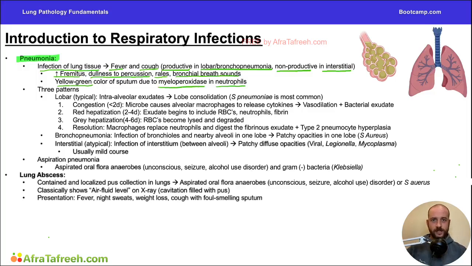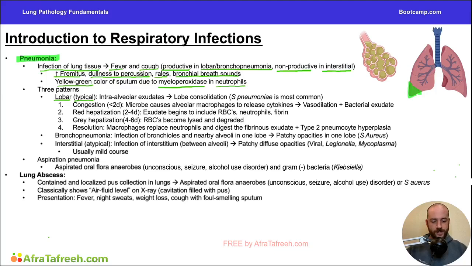So the disease process of pneumonia will classically follow one of three patterns. The first pattern is called lobar pneumonia, or sometimes referred to as typical pneumonia, and this is kind of the classic pneumonia. So as the name suggests, in lobar pneumonia, we have the infection of one entire lobe of the lungs.